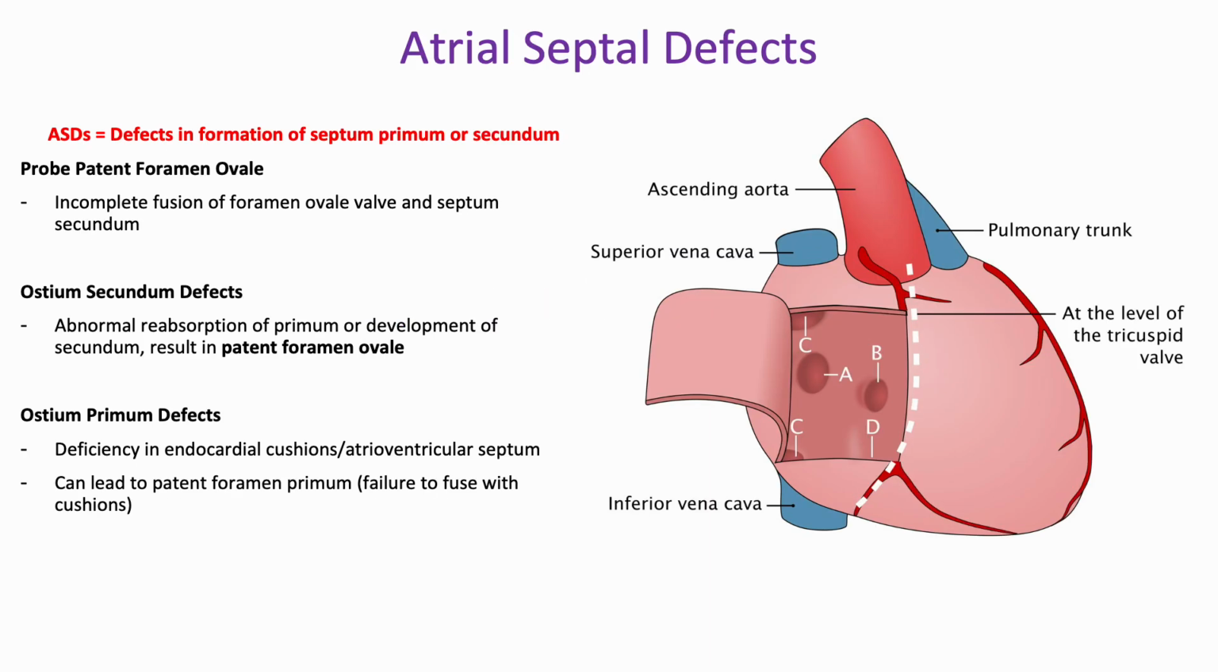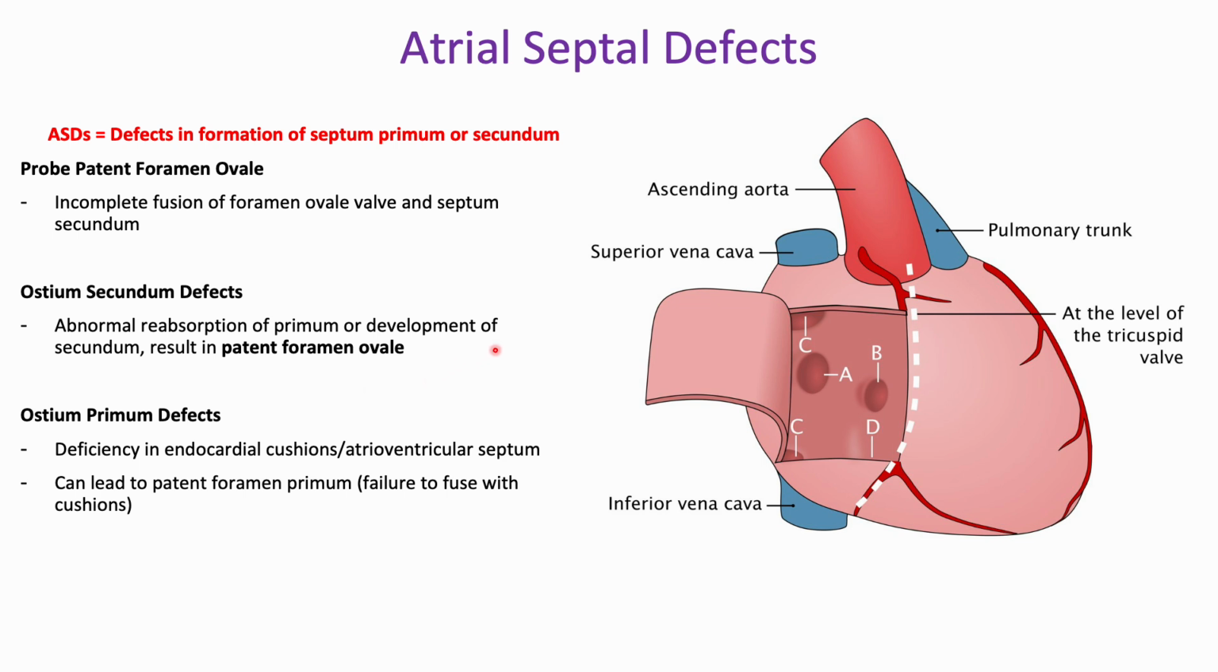Starting with our first acyanotic heart defect, we're going to talk about an atrial septal defect. Atrial septal defects in general just refer to a defect of the atrial septum, but this can happen for a variety of reasons. One reason is what's called a PFO, patent foramen ovale. This is an incomplete fusion of the foramen ovale valve and the septum secundum. So it's not a big, large open defect. It's usually small, doesn't have a whole lot of clinical significance other than being an incidental finding that you'll occasionally find. The ostium septum defects are a little bit more important to recognize.